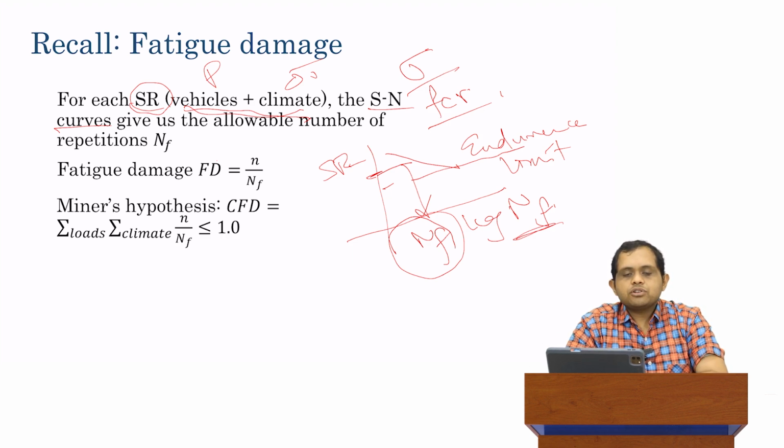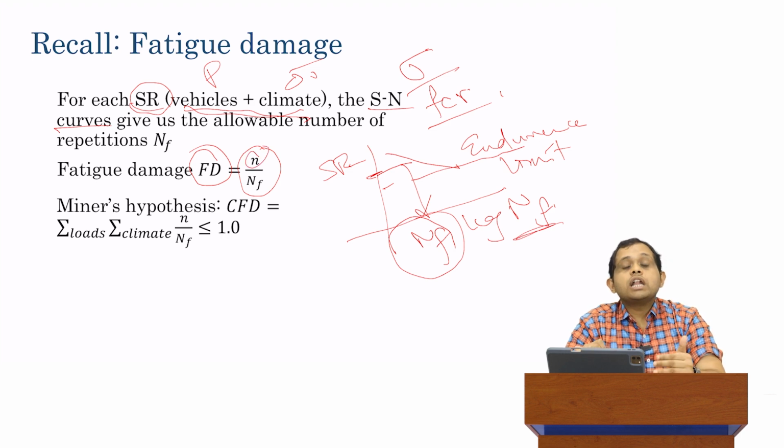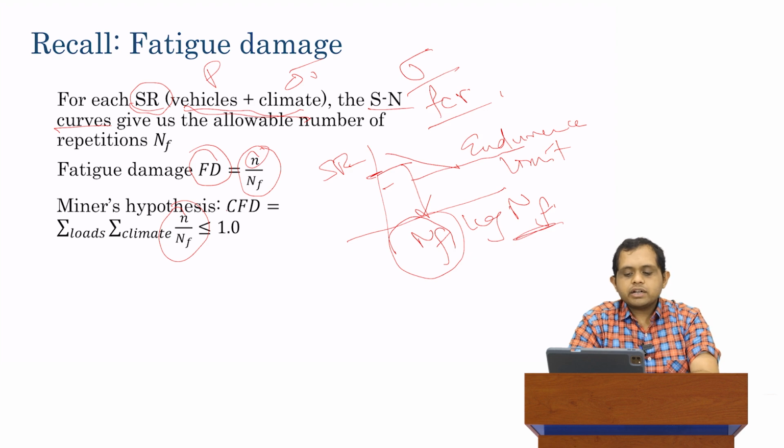But we can calculate a value which we call the fatigue damage, FT, which is the ratio of the actual number of repetitions, lowercase n, to the allowable number of repetitions, N over NF. Fatigue damage is for one combination of load and climate. If we sum up the fatigue damage over all combinations of loads and all combinations of climates, the number we get is called cumulative fatigue damage, CFD.